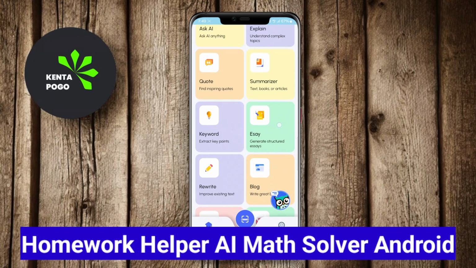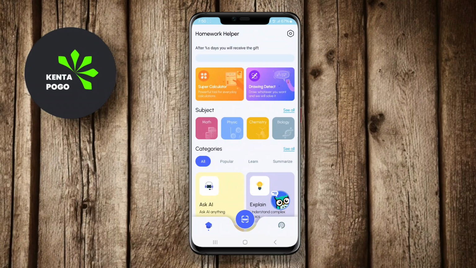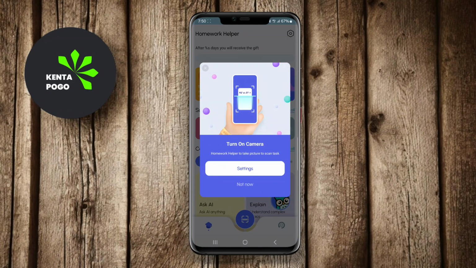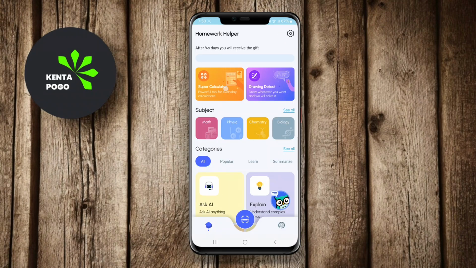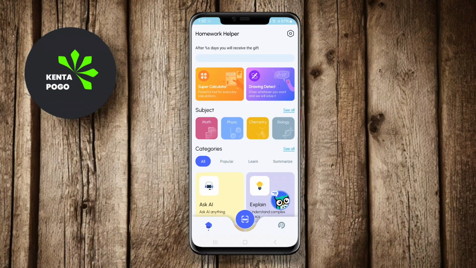Homework Helper AI Math Solver Android. Homework Helper AI Math Solver is a versatile app designed to assist students with various math problems. Users can input problems manually or use the camera feature to capture them.